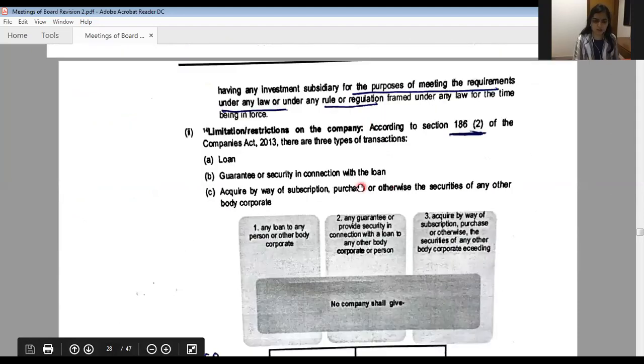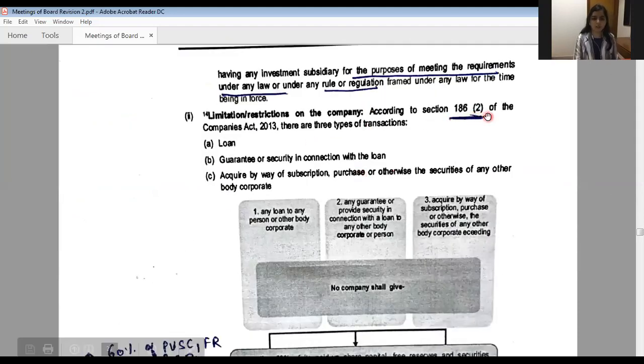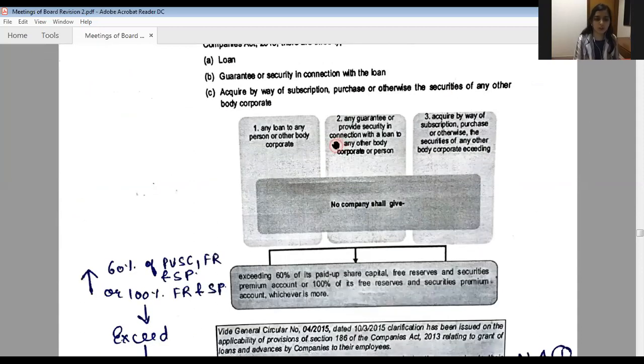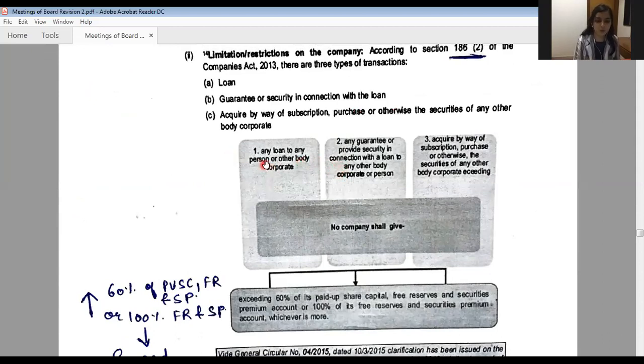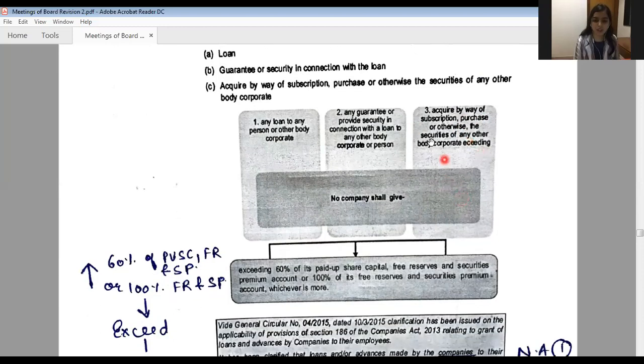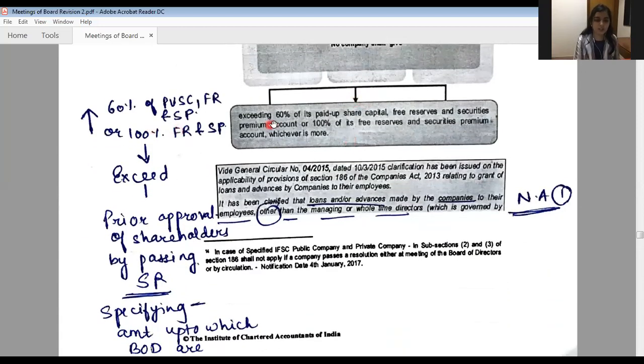Now, the next clause we'll see is section 186 subsection 2, that is limitations or restrictions on the company. It states that no company shall give any loan to any person or other body corporate, any guarantee or provide security in connection with the loan to any other body corporate or person, or acquire by way of subscription, purchase, or otherwise the securities of any other body corporate exceeding 60% of its paid up share capital, free reserve and security premium, or 100% of its free reserve and security premium, whichever is more.